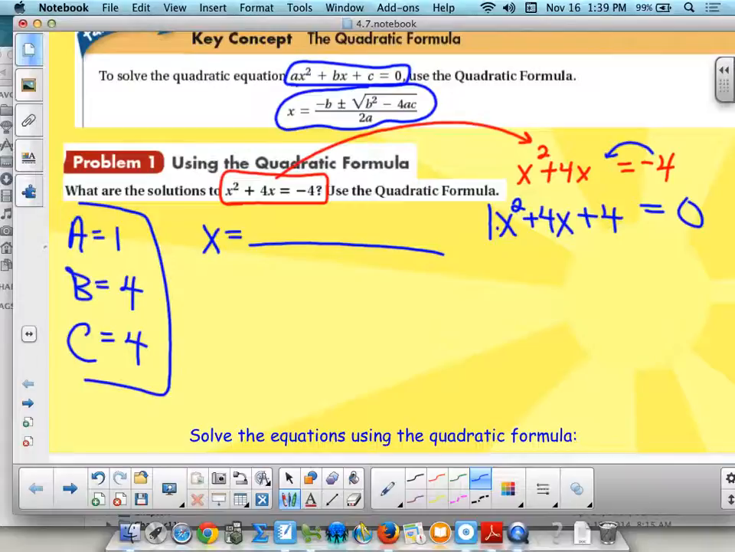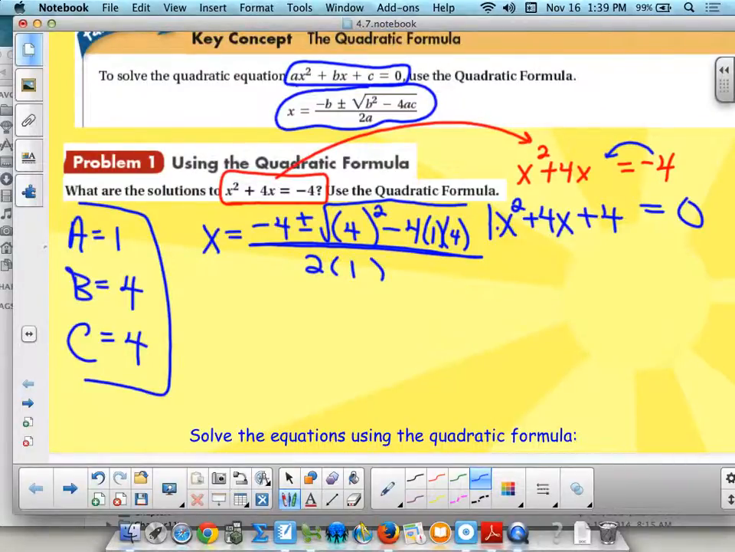Remember, X is your answer, so here it comes. Instead of saying negative B, I say the opposite of B. So what is the opposite of B? Negative 4 plus or minus square root of B squared. When you do B squared, you make sure you use your parentheses. Then you put B in there, which is 4, minus 4AC, 4 times 1 times 4. All of it over 2 times A. A is 1. So here's me just putting numbers in the correct spot.